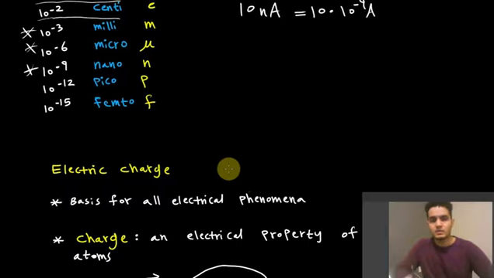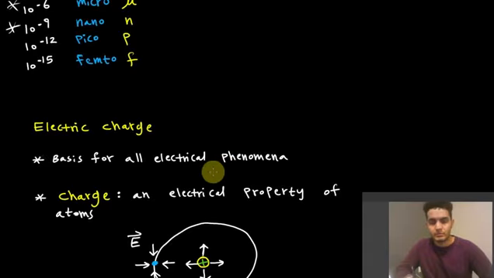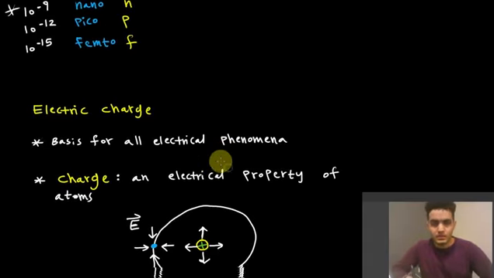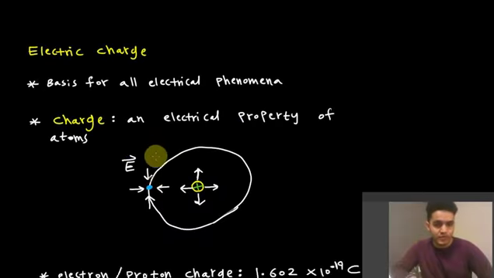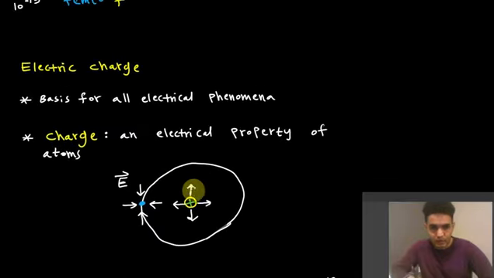So let's go to the next concept, electric charge, which is very fundamental to this subject. It is the basis for all electrical phenomena. A charge is an electrical property of atoms. If you remember from basic physics, if you have a very simplistic model of an atom, you have, for example, hydrogen. You have an ion here, or a nucleus of the atom, composed of a proton.